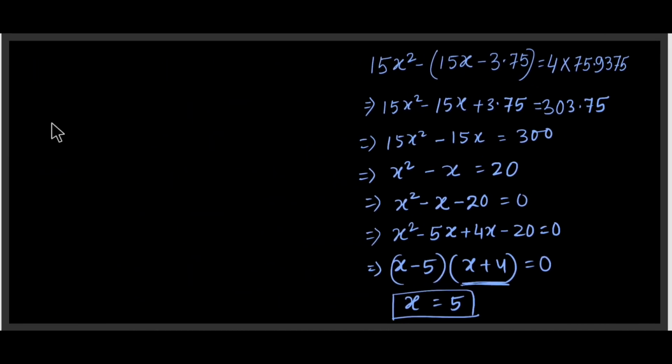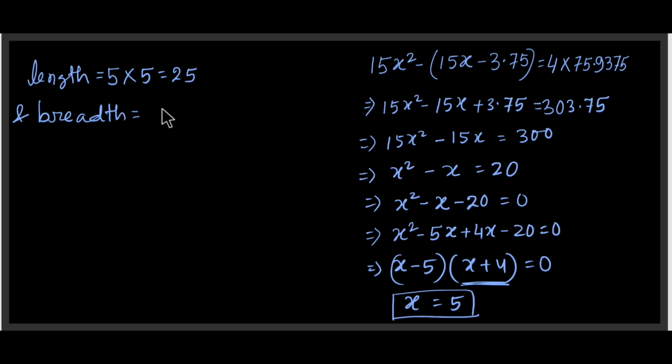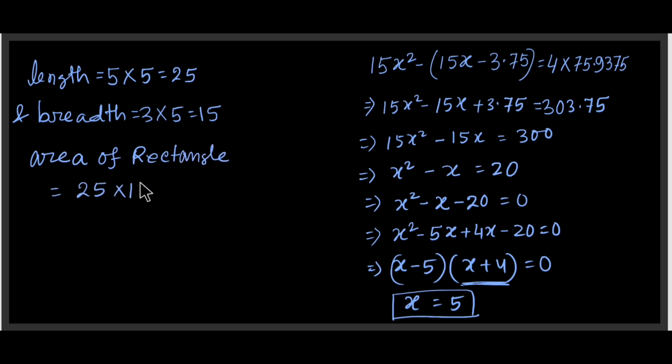Now we can find the length of the rectangle, and it is 5x. So 5 into 5, it is 25, and breadth is 3x. So 3 into 5 is 15. So the area of the rectangle is equal to 25 into 15, and it must be 375 centimeter square. So it is our answer.